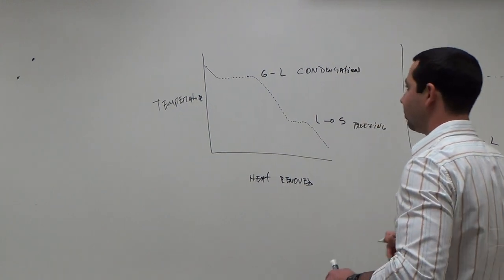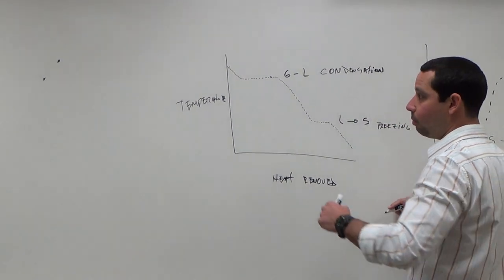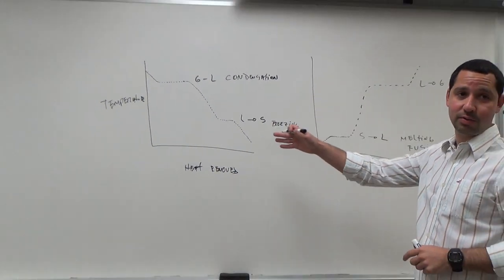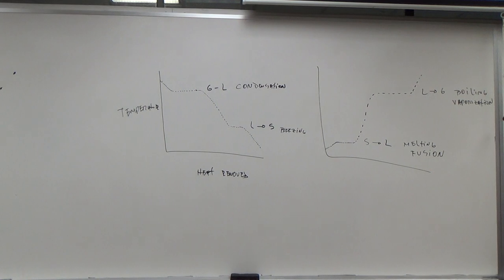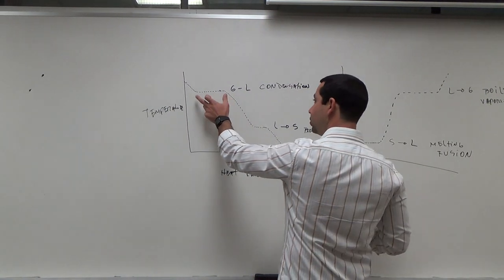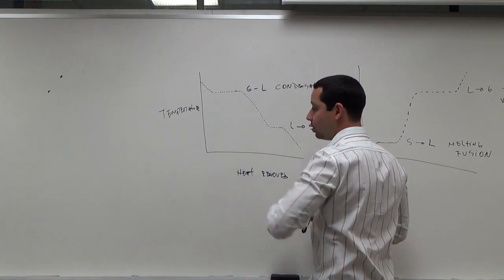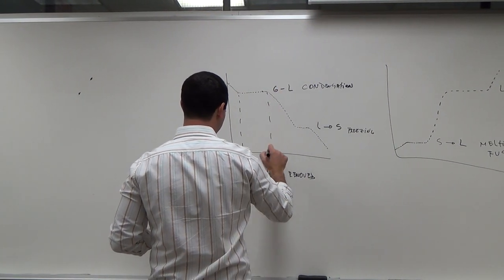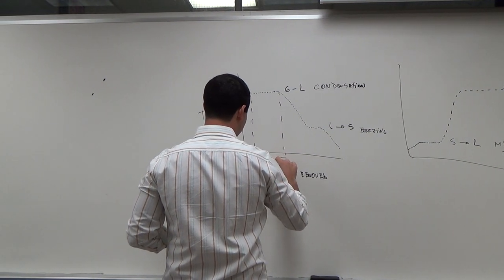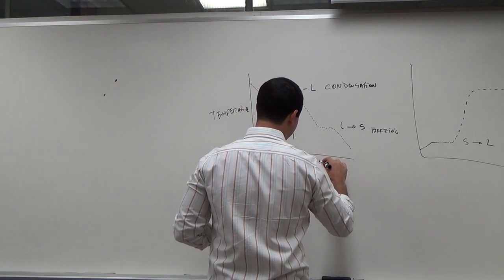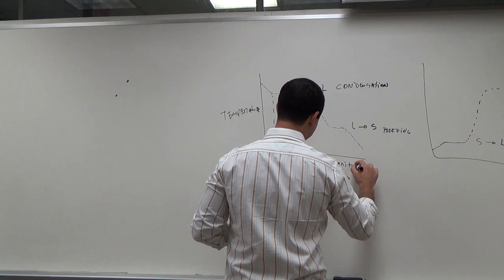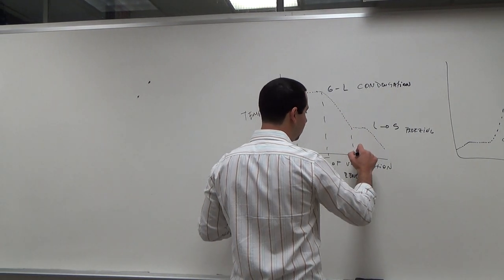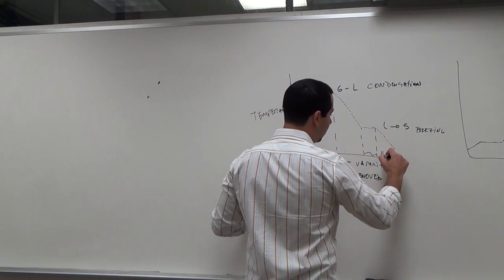Okay, now, where is there more heat removed from? As you go from the gas to the liquid, or as you go from the liquid to the solid? As I have shown in that picture. The gas to liquid. Okay, the gas to liquid. So this is called the heat of vaporization. So from here to here, this is called the heat of vaporization. And this from here to here is called heat of fusion.